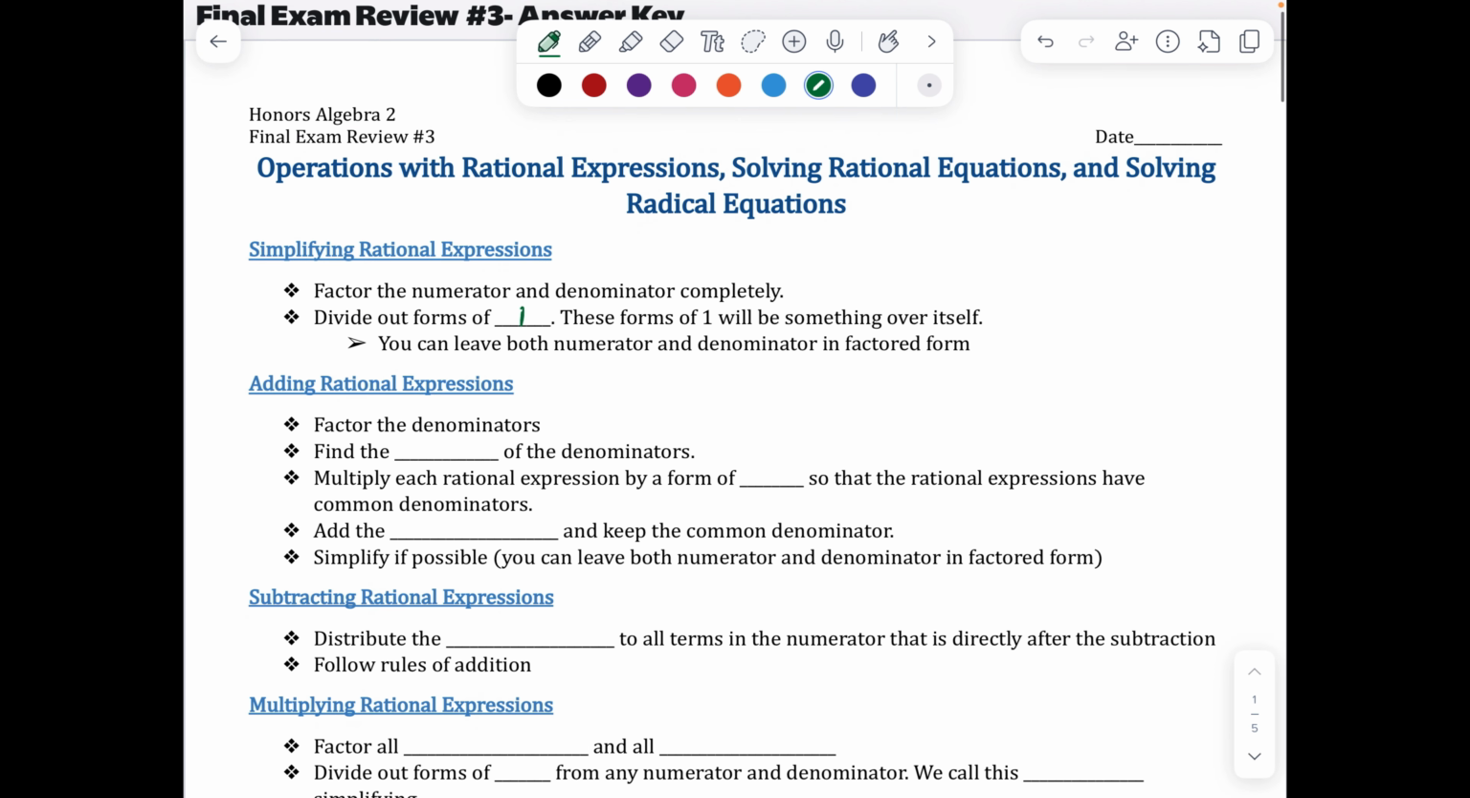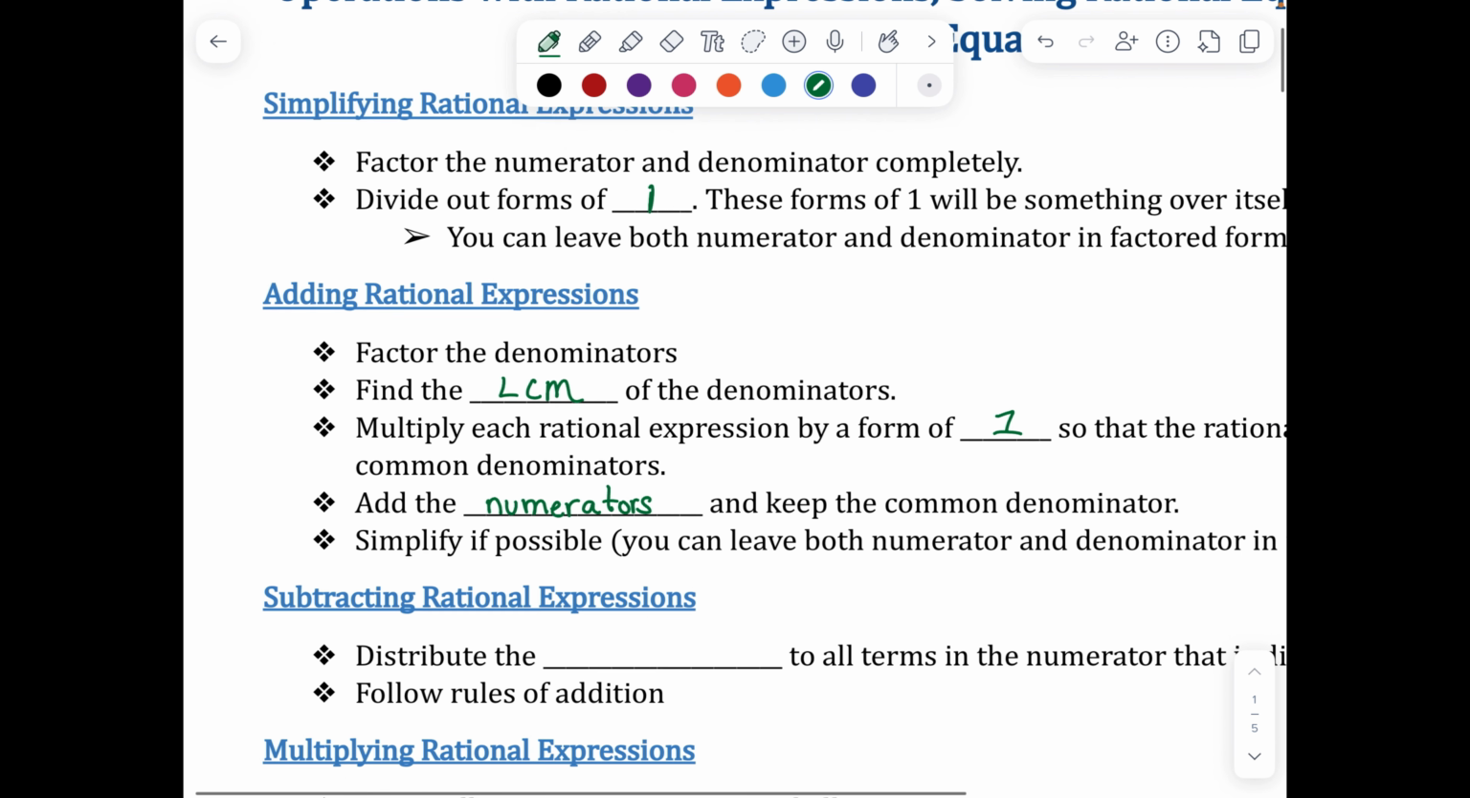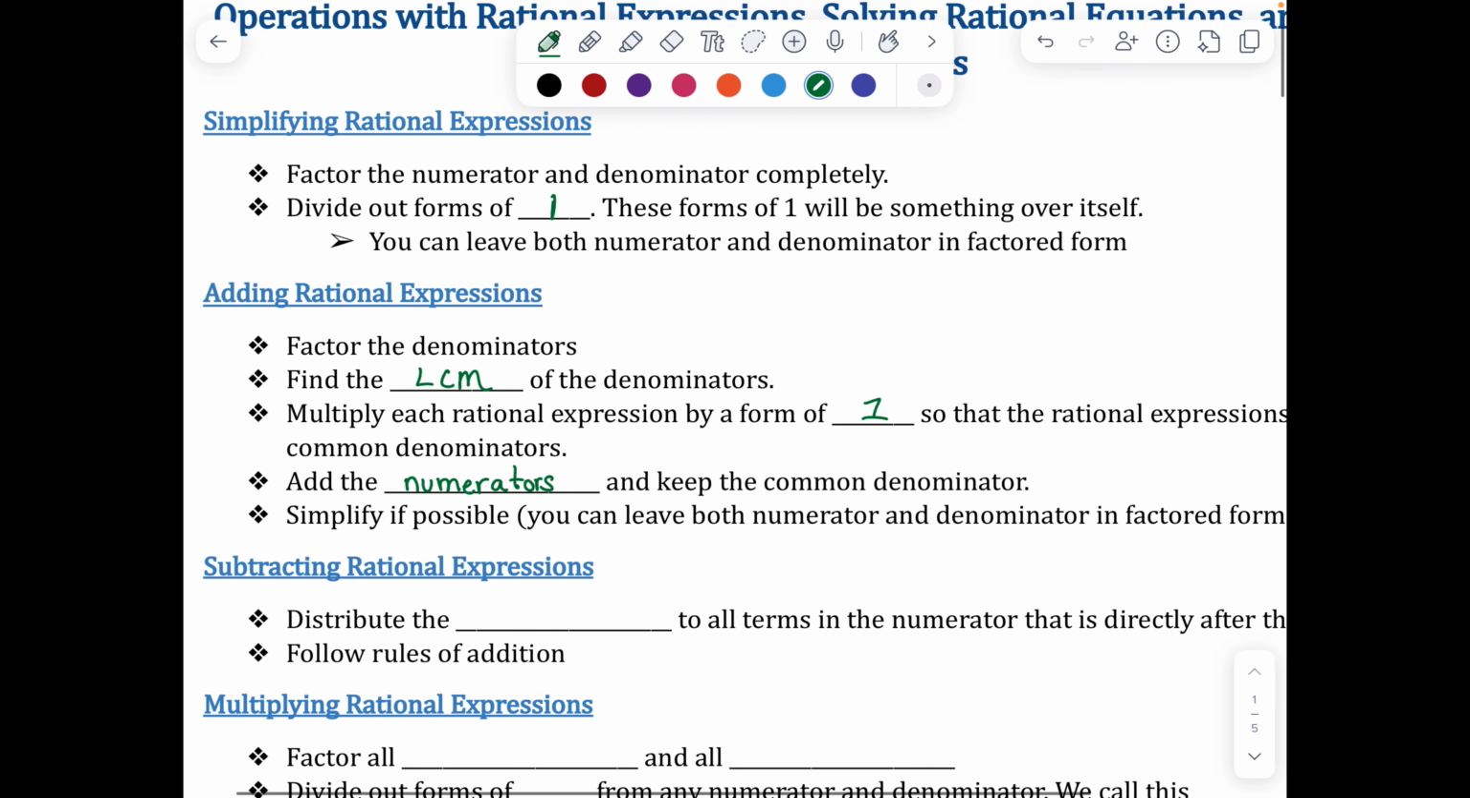For adding rational expressions, we want to factor the denominators. Then we're going to want to go ahead and find the LCM of the denominators, which we'll also refer to as the LCD. We're going to multiply each rational expression by a form of 1 so that the rational expressions have common denominators. Then we're going to add the numerators and keep that common denominator. So we write it all over the common denominator. Then we want to simplify if possible, and again, leave it in factored form.